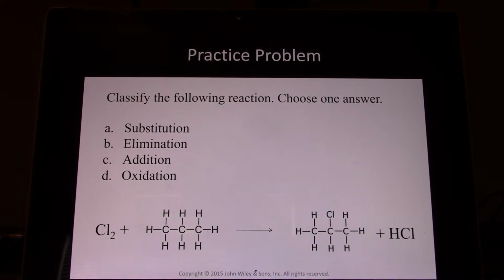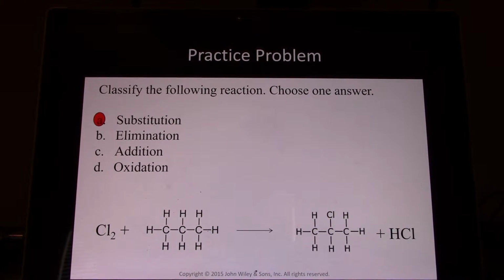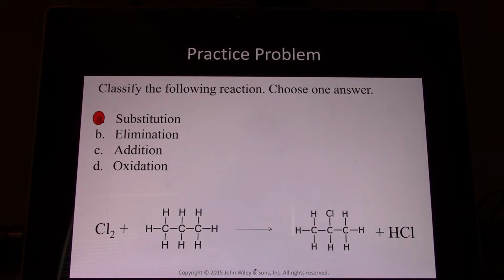Classify the following reaction. Chlorine reacts with propane, and one of these chlorines displaces a hydrogen, which was substitution. When something displaces something else, it kicks it out and takes its place. It substituted it.